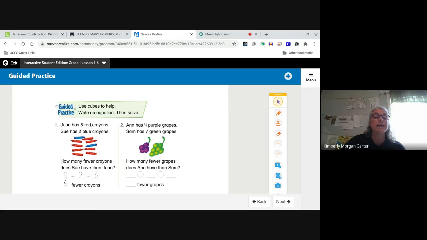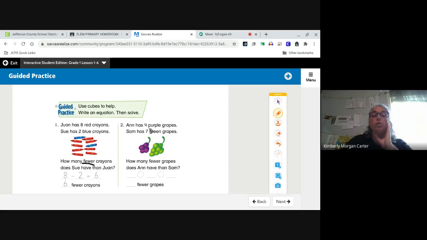Okay, it says Juan has 8 red crayons and Sue has 2 blue crayons. How many fewer crayons does Sue have than Juan? Well, fewer tells me this is a takeaway. That's our new word today. Yesterday was more than, today it's fewer. Well, Juan has 8 crayons. We're going to minus, subtract, take away 2, which equals 6. So Sue has 6 fewer crayons. Another way of saying that is Juan has 6 more crayons than Sue.